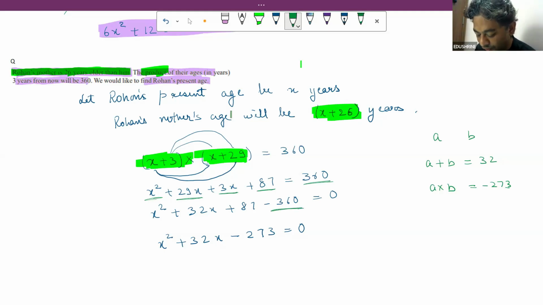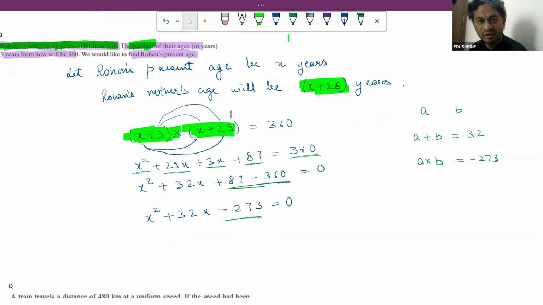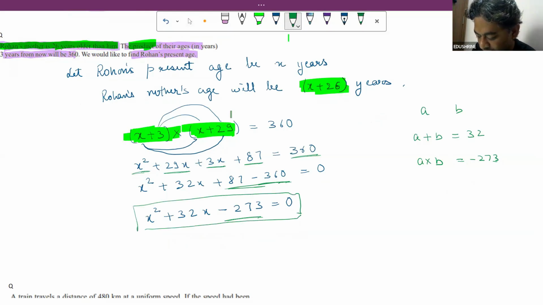Then we did the calculation and found out what is 87 minus 360, guys? It is minus 273. I tricked you there by doing the wrong calculation, and I saw that few of you have given me the right answer. So x square plus 32x minus 273 is equal to 0. I'll give you the method of factorization, and when we do that, these questions will become a little easy for you. Right now, my aim was to find out if this is a quadratic equation or not. So I have found out that this is a quadratic equation.